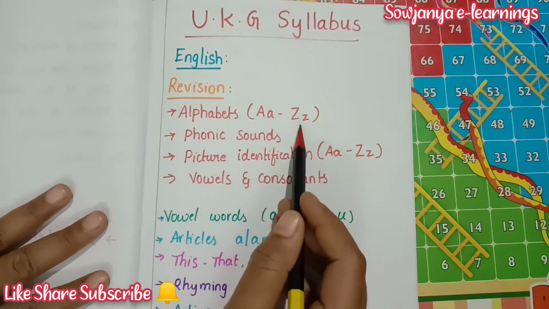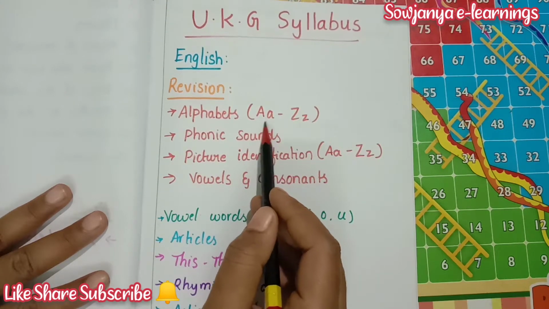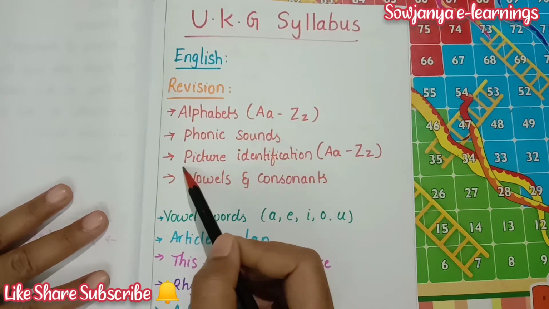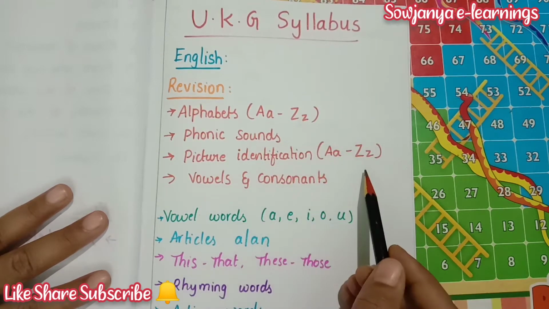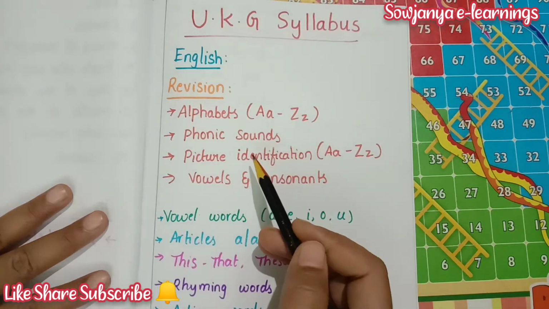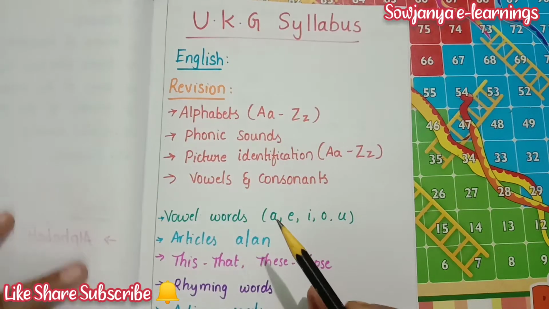So like alphabets, capital A, small a to capital Z, small z, and phonic sounds, and picture identification of the alphabets, vowels and consonants. These are the topics already they have learned in LKG. Once we have to revise all those.